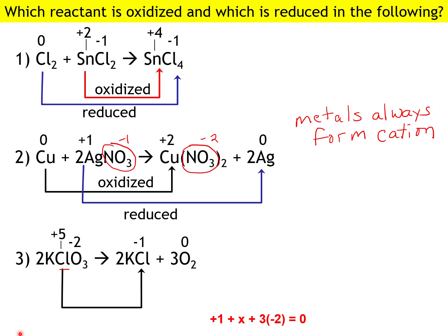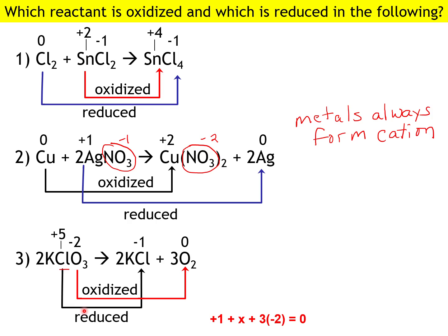So we connect up our pairs. Ask yourself, we have chlorine going from +5 to -1. Is that an oxidation reaction or is that a reduction? Hopefully you said reduction, which means oxygen is being oxidized, which sounds kind of funny.